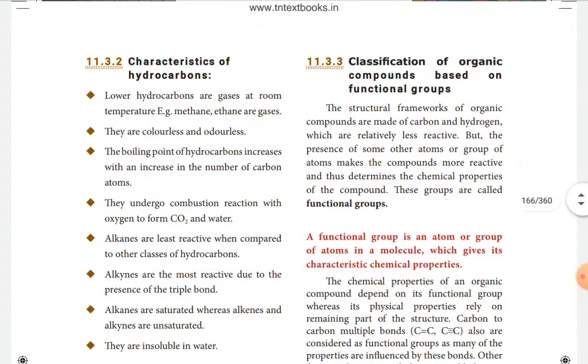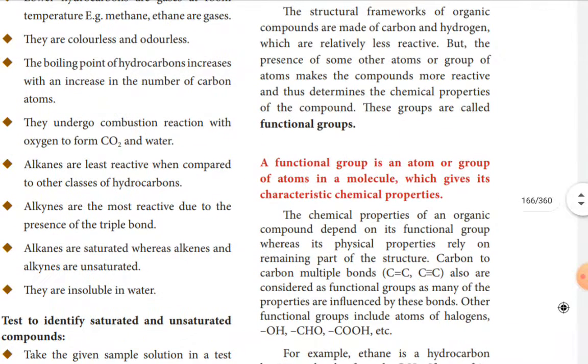Now we are going to study the classification of organic compounds based on the functional group. So what is a functional group? Already learned in 9th standard. That is an atom or a group of atoms in a molecule which gives the characteristic chemical properties. It is given here, the definition: a functional group is an atom or group of atoms in a molecule which gives its characteristic chemical properties.